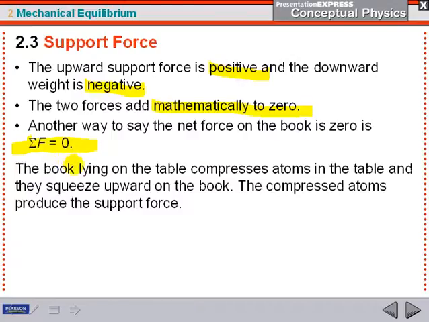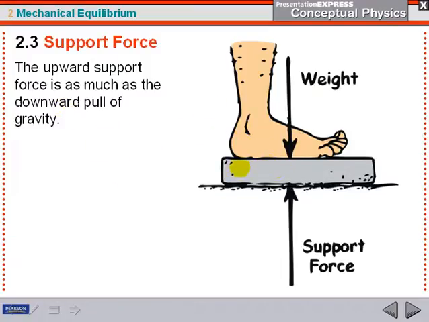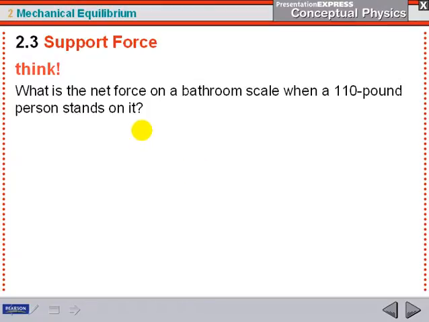They're in mechanical equilibrium. And the book itself is actually pushing on the atoms in the table, and these atoms then push back up onto the book. So an upward support force is always as much as the downward pull of gravity. You can see there's going to be an upward support force from the floor onto the scale, and there's also a support force from the scale onto the person's foot.